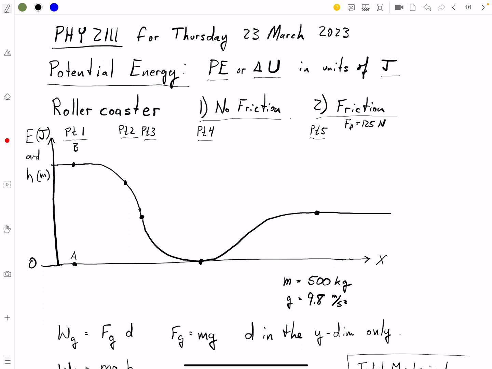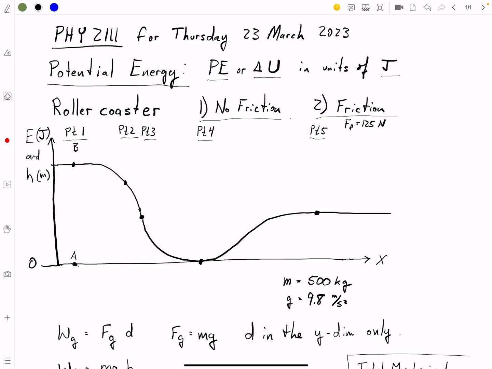So here's our roller coaster. This is what it looks like. We start out here at the top on the left side, point 1. We're at a height. Up here we've got B and A down here at the bottom. We're at a height in meters. We'll talk about what those heights are in a little bit.